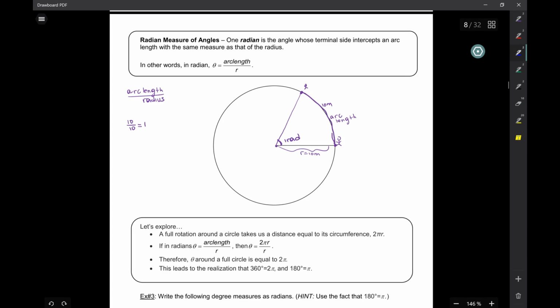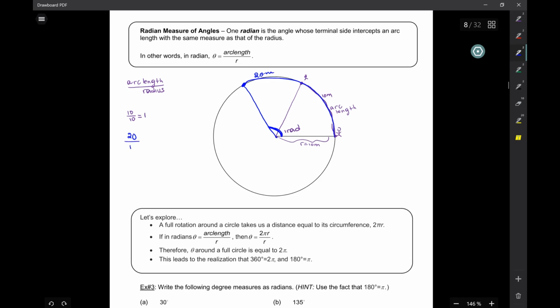All right, and you're like, you know what? This is kind of fun. I'm going to tell my friend to walk twice the distance as I did. So now here's your friend, and he walks not 10 meters, but 20 meters. Right there. So now that's the angle that your friend makes. So what's his ratio? It's 20 to the same radius of 10. How much is that? That's a 2. So guess what? The angle that he made is 2 radians.